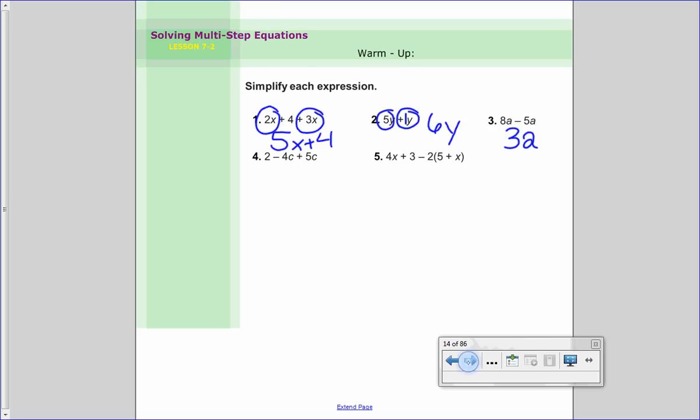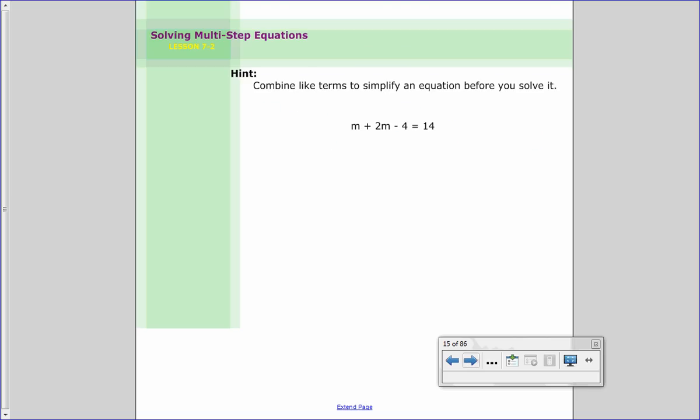because tonight's lesson is really broken down into 3 parts. First, combining like terms, then we look at consecutive integers, and then finally, we are going to look at the distributive property. So first things first, combine like terms to simplify an equation before you solve it. That's what we're going to do first.